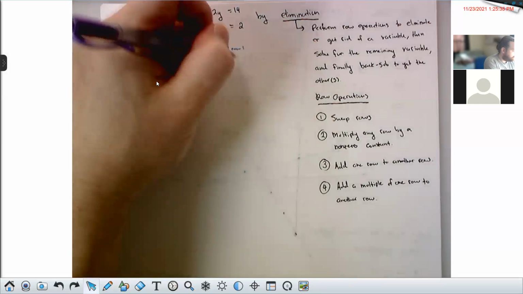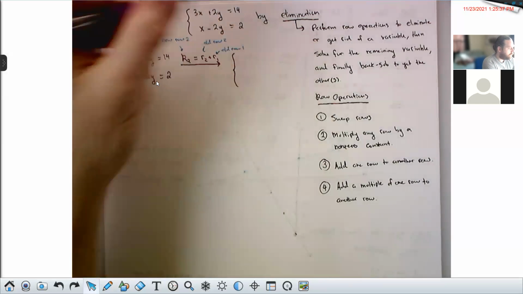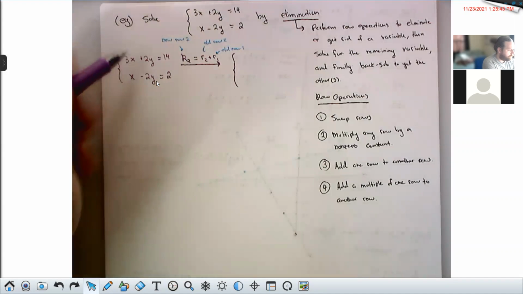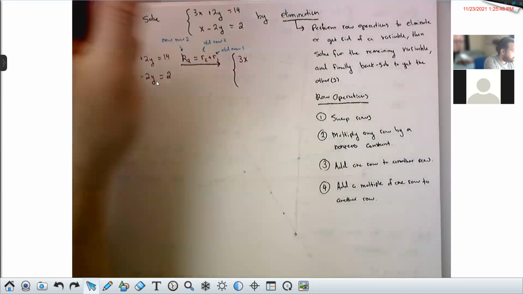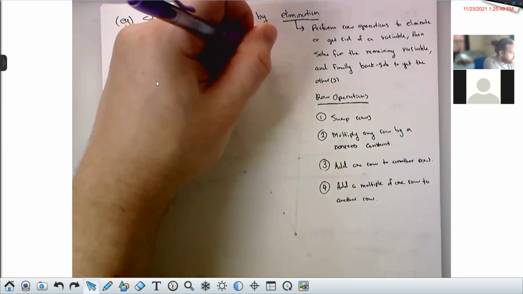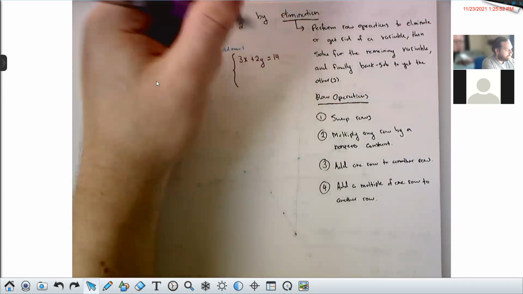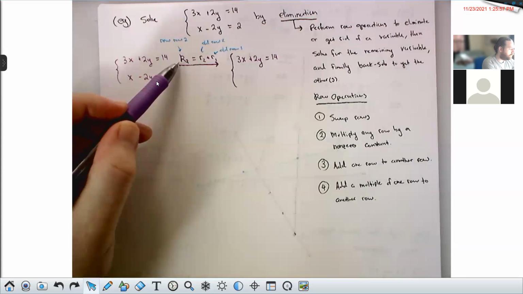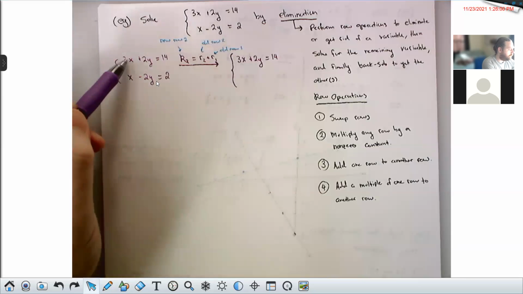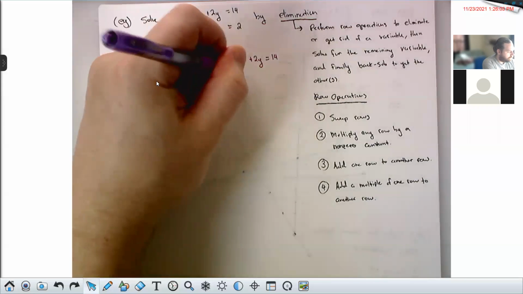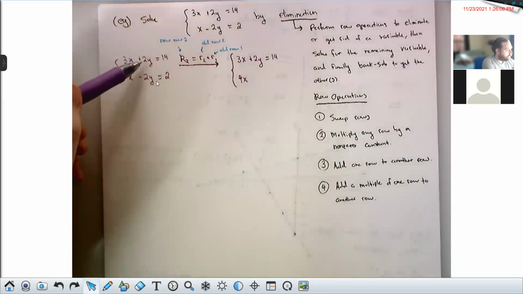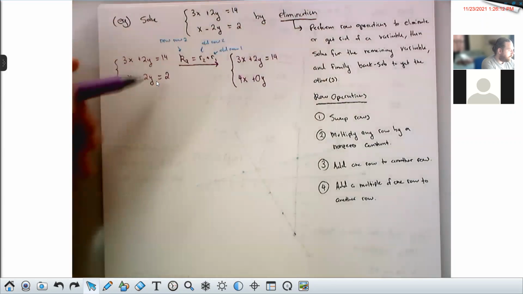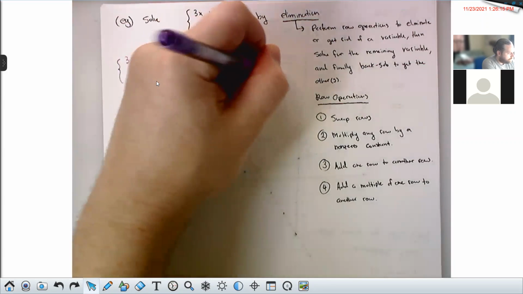And the way I write the result, I'm just going to copy down row 1. I'm not changing row 1, I'm just changing row 2. So my row 1 stays 3x plus 2y equals 14. But my new row 2 is going to be my old row 2 plus my old row 1. So I'll have 3x plus 1x, which is 4x. I'll have -2y plus +2y, which is 0y. And I'll have 2 plus 14, which is 16.